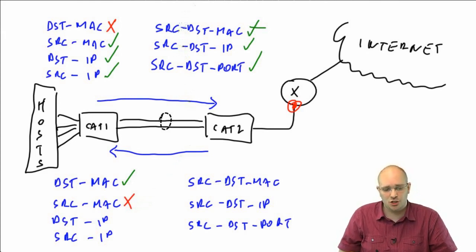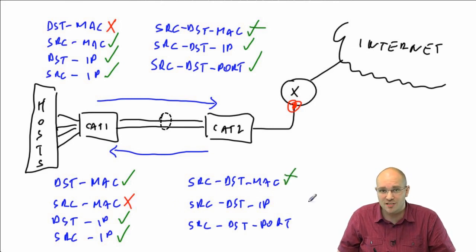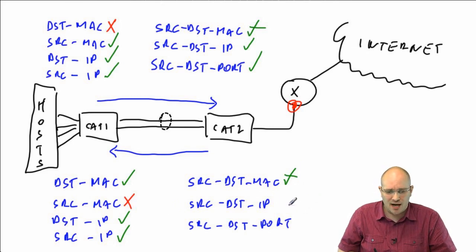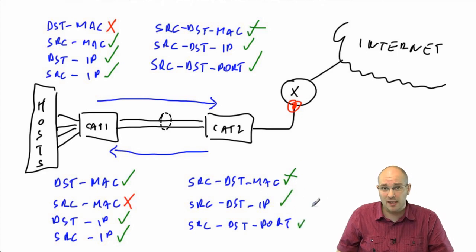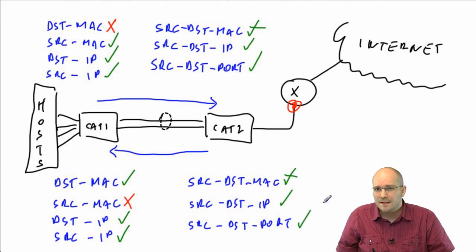What about the destination IP or source IP? In both cases, these are good choices. Source destination MAC address, just like in the previous example, is an okay choice. It's not a bad choice, not the best we can make, but it's okay. Source destination IP address, of course, is a good choice, and source destination port is a good choice. Let's take a look at another example.